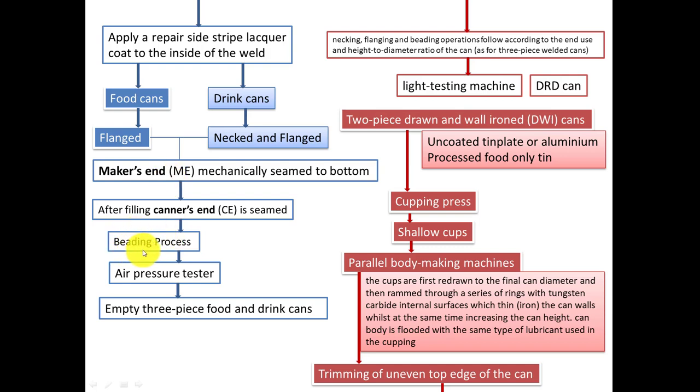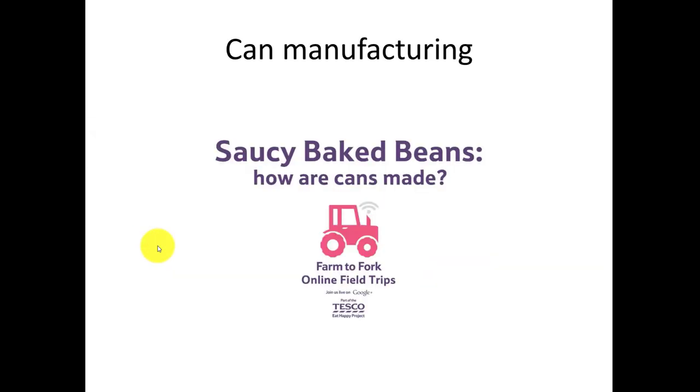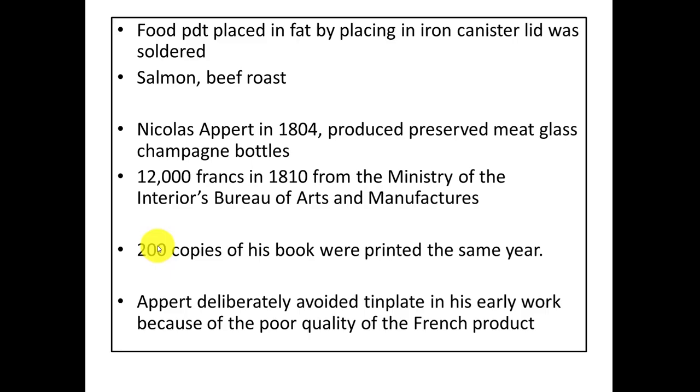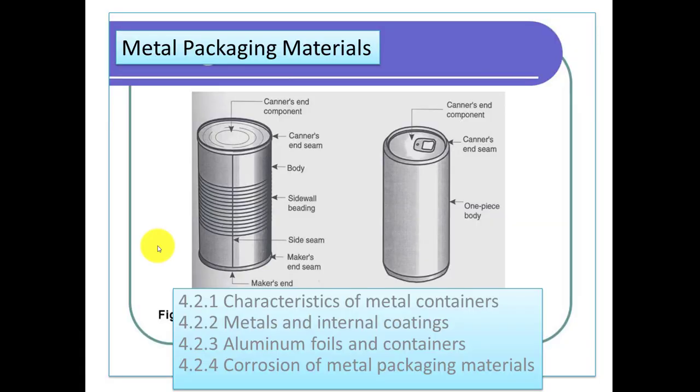Then the beading is carried out. Beading is a process in which we produce some beads around the circumference of the cans. Beads means, I think the camera is not working, but in the first slide you can easily see what the meaning of beads is.